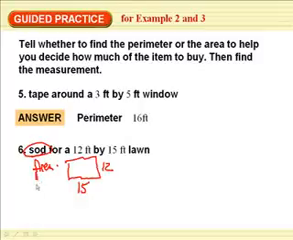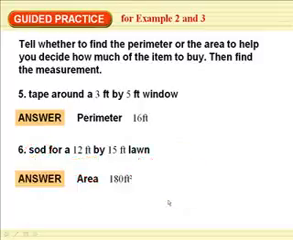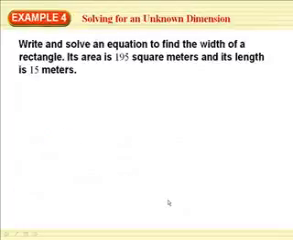is length times width. So it would be 12 times 15. 0, carry the 1. That'd be 6. That'd be 2, 1. I'm getting 180. I don't know if that's right. Let's see. And I didn't put a label on there. 180 square feet. So. All right, example number 4.